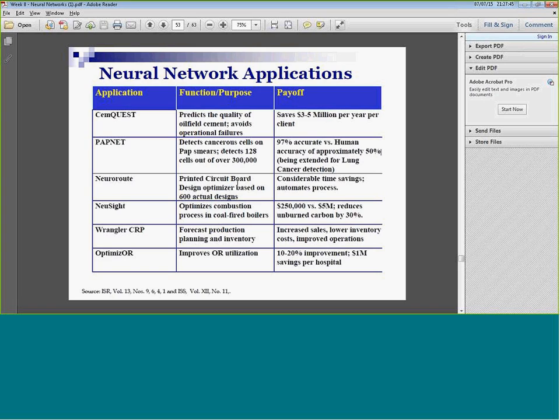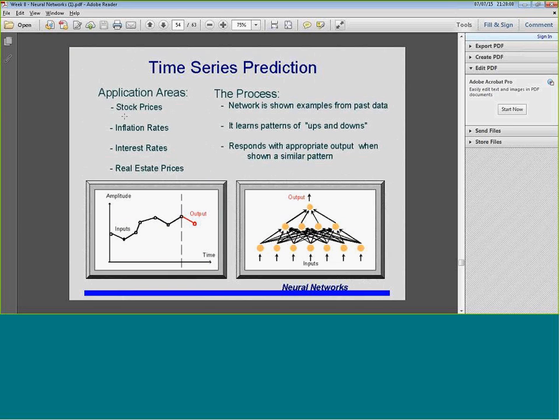This is one that designs printed circuit boards. Wrangler uses one to forecast production of their jeans and so forth. Here's one that optimizes the use of the OR room in hospitals. Some other application areas, there are a lot of these. A lot of people try to predict stock prices.